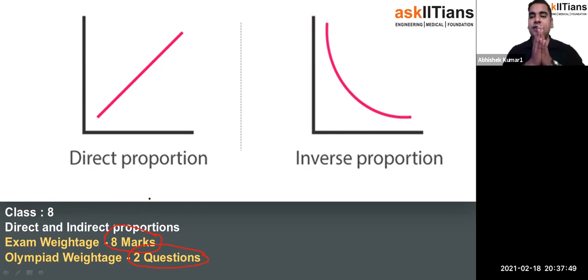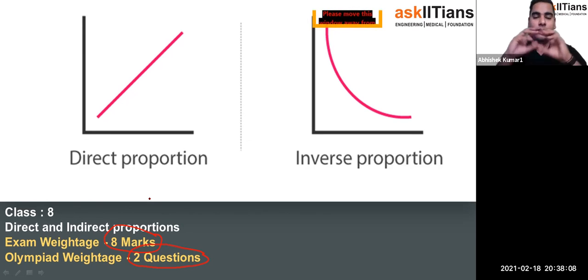This particular chapter is very interesting as well as easy. It's just that you should be able to extract the information provided in the problem and put that in order. After that, it's just the application of the formula. If you apply that formula properly, you will easily get the answer without any hesitation. So I hope the weightage of this chapter is clear. For school exams, expect questions of around 8 marks. For Olympiad, expect around 2 to 3 questions.